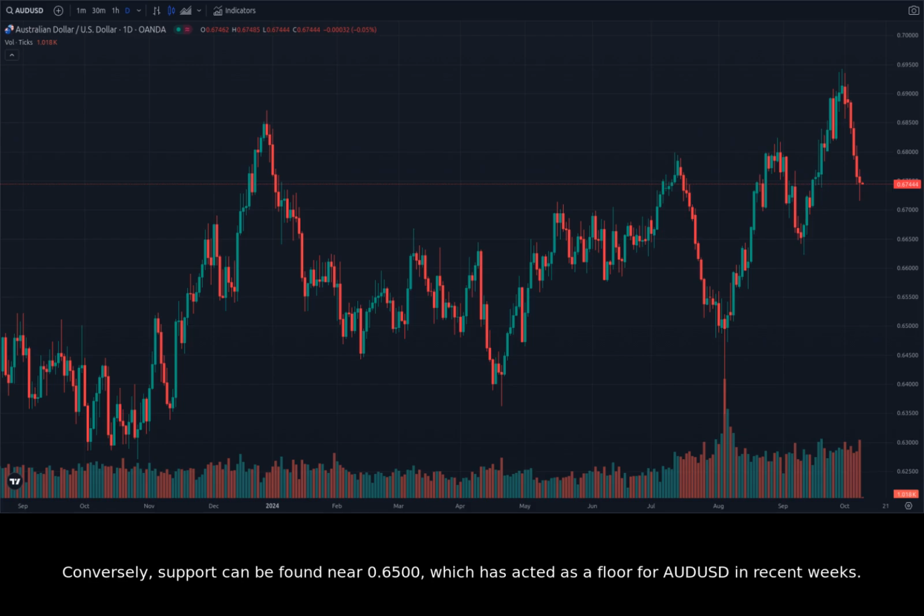Conversely, support can be found near 0.6500, which has acted as a floor for AUDUSD in recent weeks. The latest price action suggests a bearish bias, with the pair breaking below the 0.6500 support level. This breakdown could signal further downward pressure on AUDUSD. However, it's important to note that the pair has also shown signs of bouncing back from downtrends in the past.